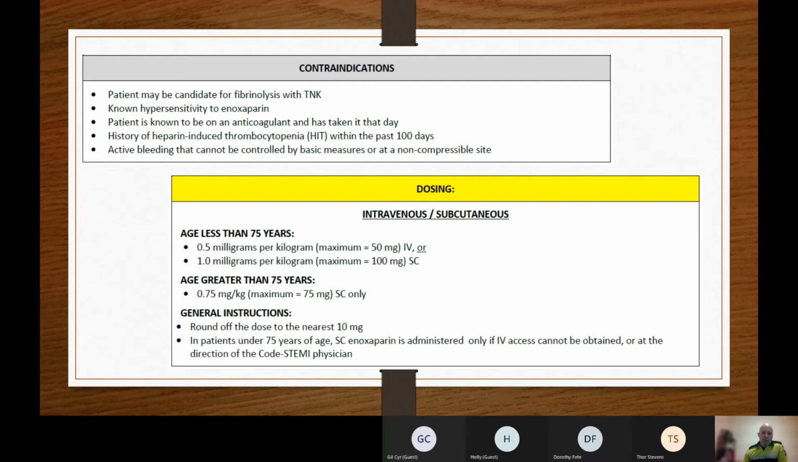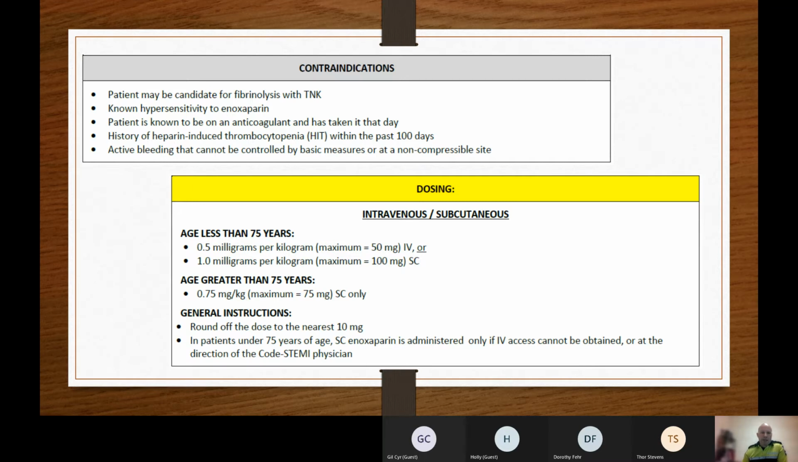When we give this medication, it's given intravenous or sub-Q. If they're less than 75, it's 0.5 milligrams per kilogram IV or 1 milligram per kilogram subcutaneous, with a max of 100 milligrams. If we give it subcutaneously, we're going to use those 1 cc Vanishpoint syringes that we should have in our kits. The medication we carry is 100 milligrams per ml, and the syringes are 1 cc. So if you're doing your math and you get more than 1 ml of medication, you need to check your math, or just give 100 because that's our max, 1 cc of the medication subcutaneously.